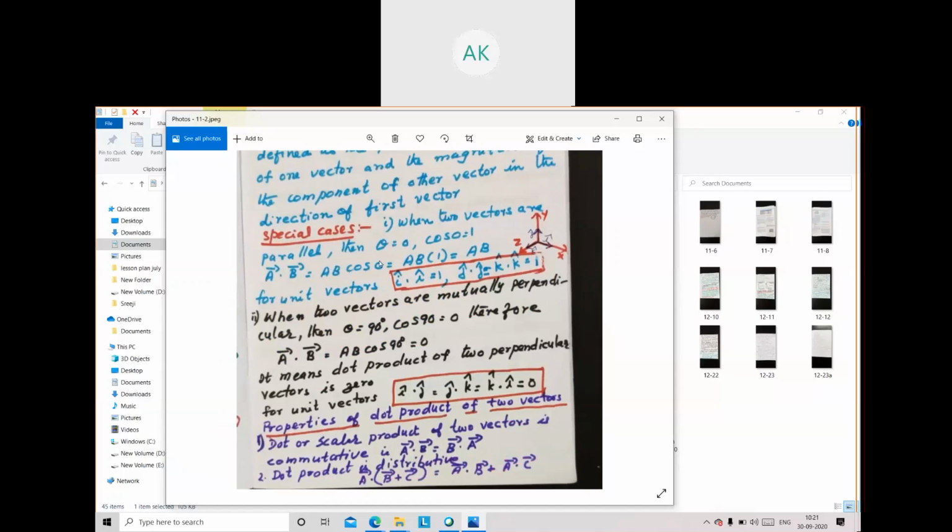When two vectors are parallel, then theta equal to 0. For example, we take unit vector I dot I. I means it is the unit vector along the x direction.